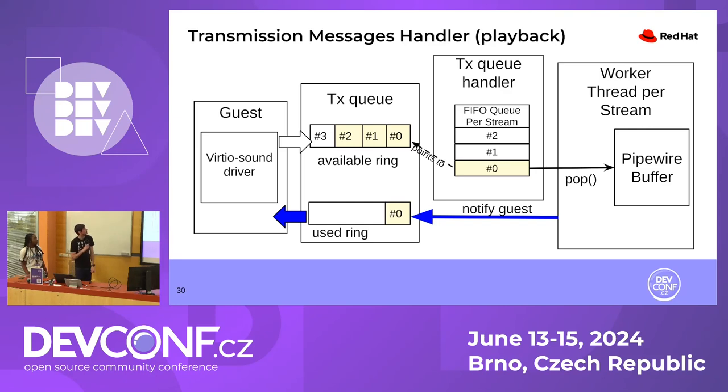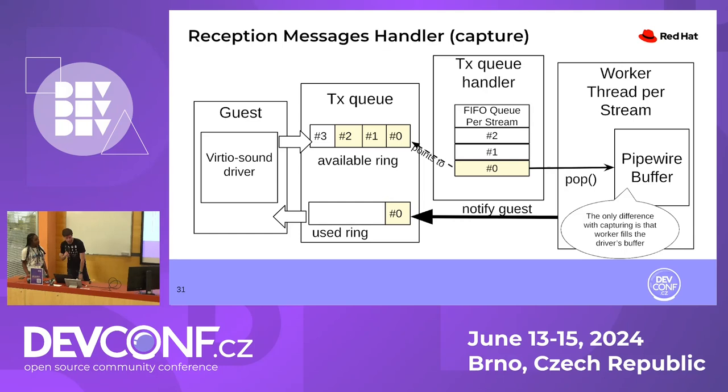So, a difference with the control queue: in the transmission queue, we notify the guest only after we have consumed the buffer. So it's an asynchronous mechanism in this case. For the reception, it's more or less the same as the transmission. We now pop a buffer from the available ring, and then what we do is pull data into that buffer and send it to the guest, because we're getting data from the capture, for the microphone, for example.